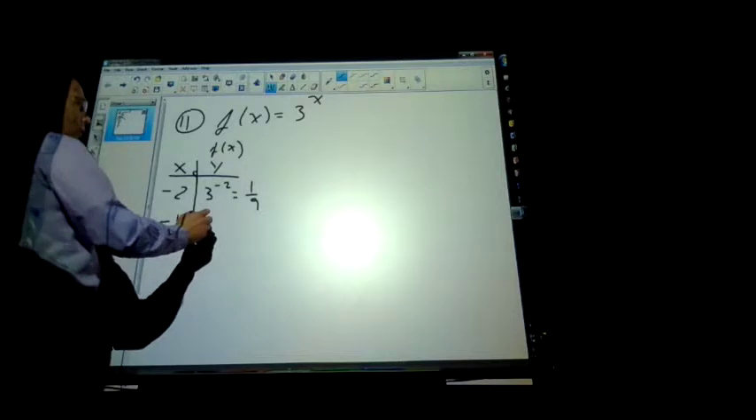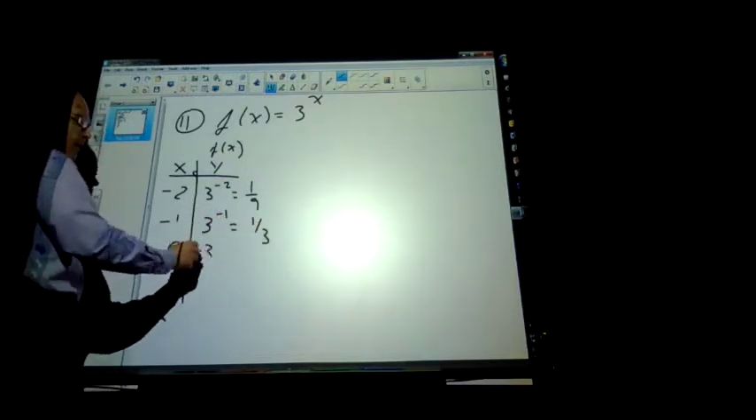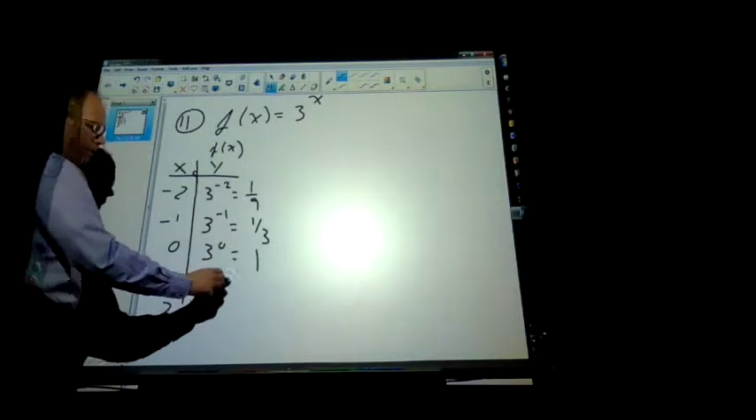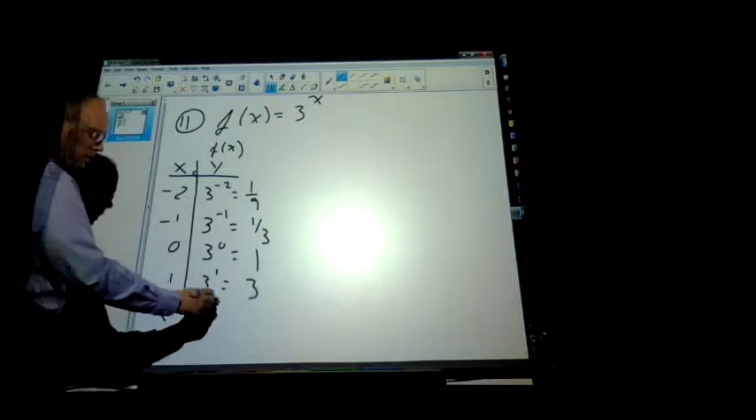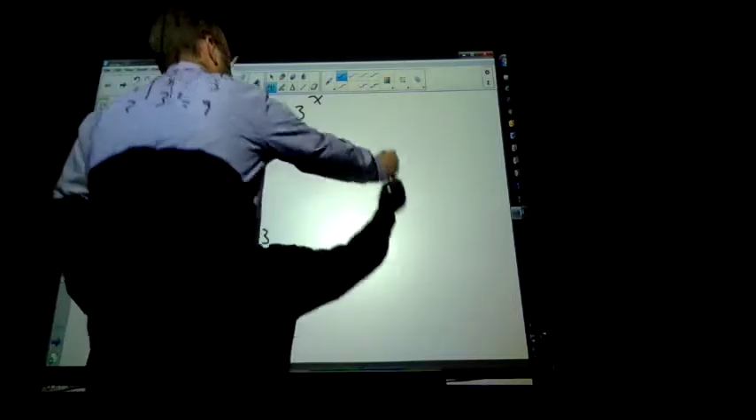This becomes 3 to the negative 1, which is 1 third. 3 to the 0 is 1. 3 to the first, obviously, 3. And then 3 to the second would be 9. Does everyone feel okay about that t-table? Pretty simple.